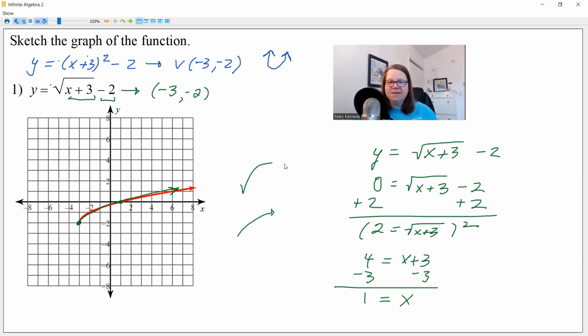So depending on what you're asked to find, this is if you would be asked to find that initial point and then your x-intercept. All right, I hope that's helpful.